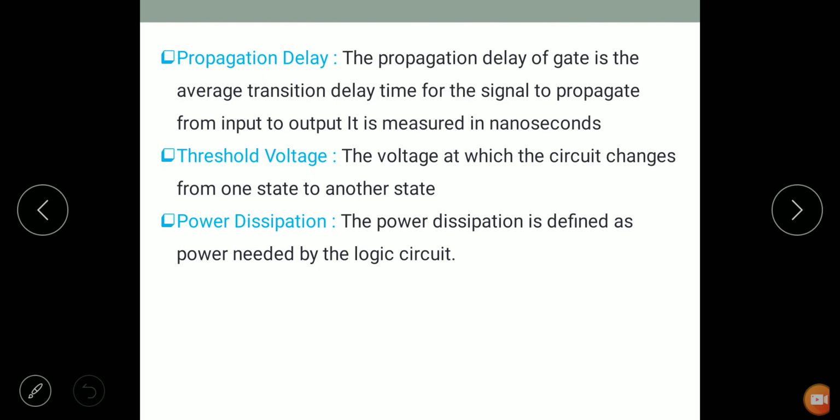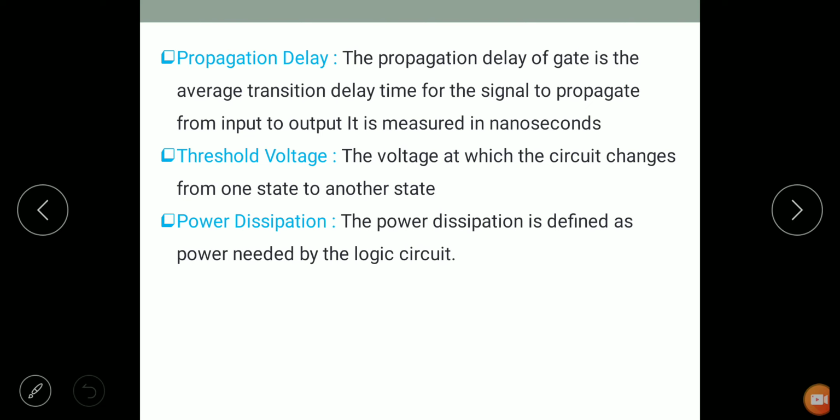Next is propagation delay. The propagation delay of a gate is the average transition delay time for the signal to propagate from input to output. It is measured in nanoseconds. The output of a logic gate does not change its state instantaneously when its input is changed. There is a time delay between the instant of application of the input pulse and the instant of occurrence of the corresponding output pulse. That delay is called the propagation delay.